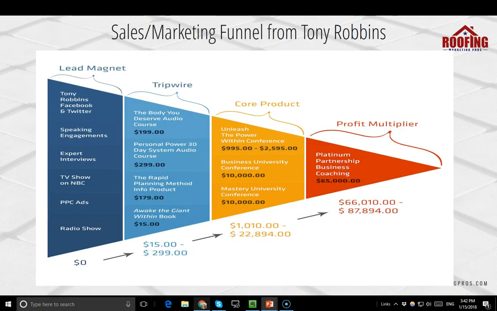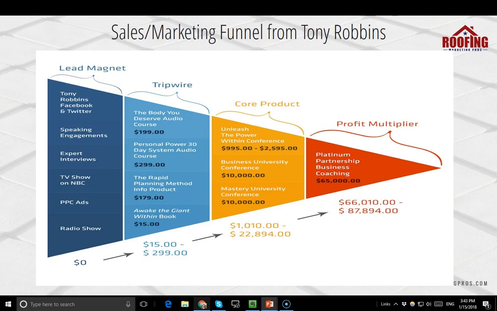This is an example of a sales marketing funnel from Tony Robbins. I don't know if you guys know who Tony Robbins is. He's one of the most famous coaches in the world. He has a lot of self-development, personal development things that he does. I think he's worth close to $500 million, I'm not sure. But these are the different products and services that he sells and how he indoctrinates you.